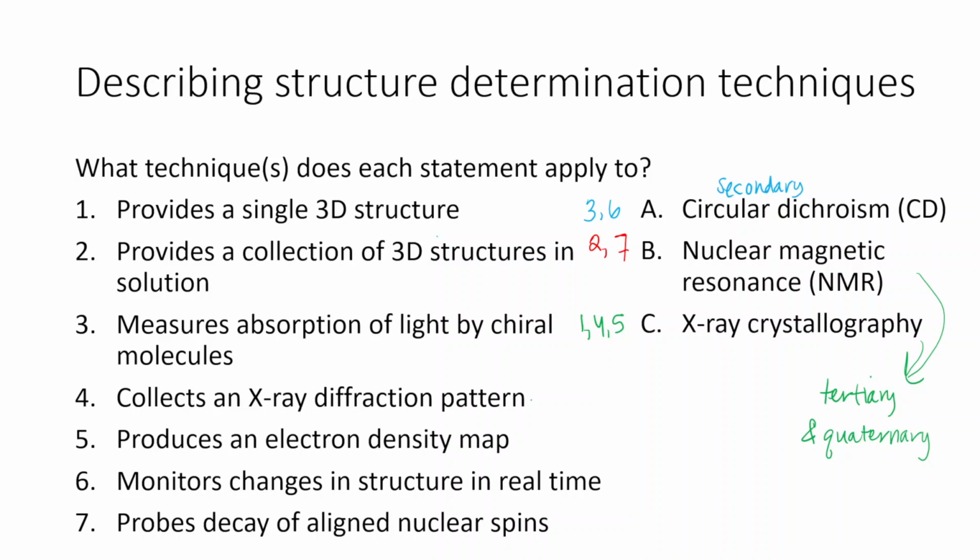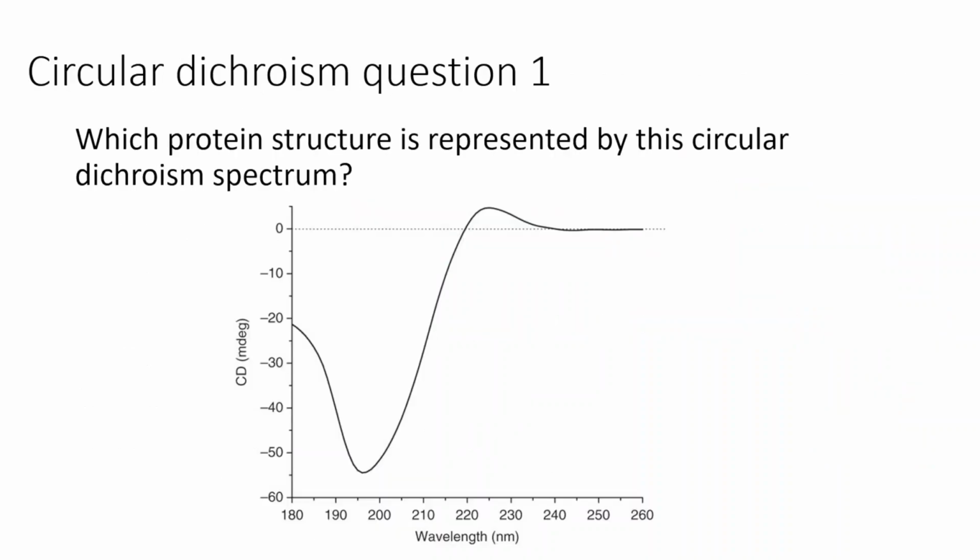Any other questions about these techniques in general? All right, so let's go into specifics. First we'll do some circular dichroism. So here is a CD spectrum. Everybody take a couple minutes and decide what type of protein secondary structure we're looking at.